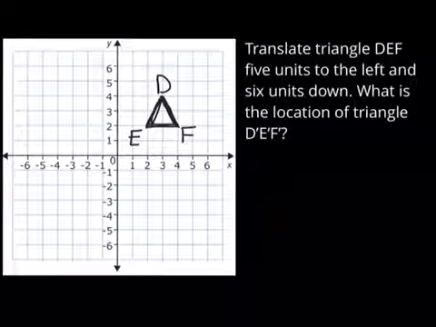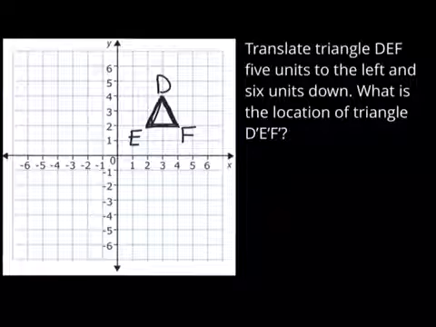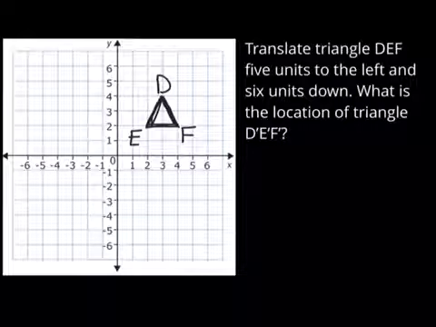Alright? So now, one thing we know about translations is if I move one point, I got to move all of them, because I'm actually moving the whole triangle. I'm not just moving point E. I'm not just moving point D. I'm actually moving the whole triangle himself, alright?